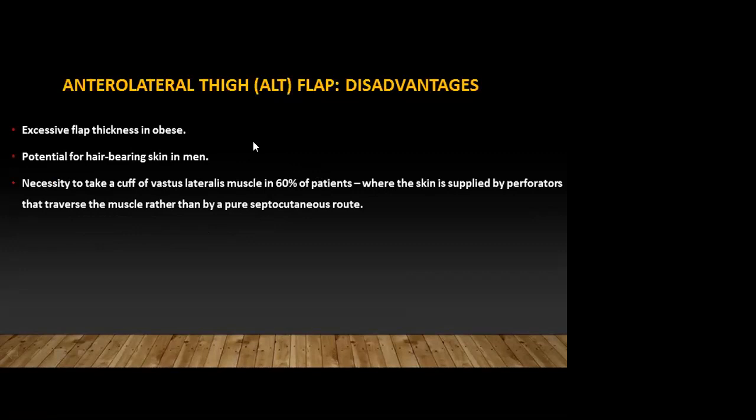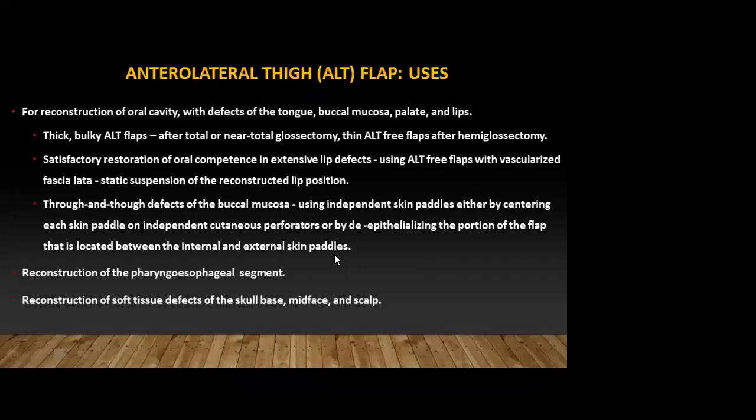And there is potential for hair bearing skin in men. And in 60% of patients, we need to take a cuff of vastus lateralis muscle. Why? Because the skin is supplied by perforators that traverse a muscle rather than the pure septocutaneous route. So in such a situation, when it perforates the muscle, we have to take a cuff of vastus lateralis, and that happens in about 60% of the patients.